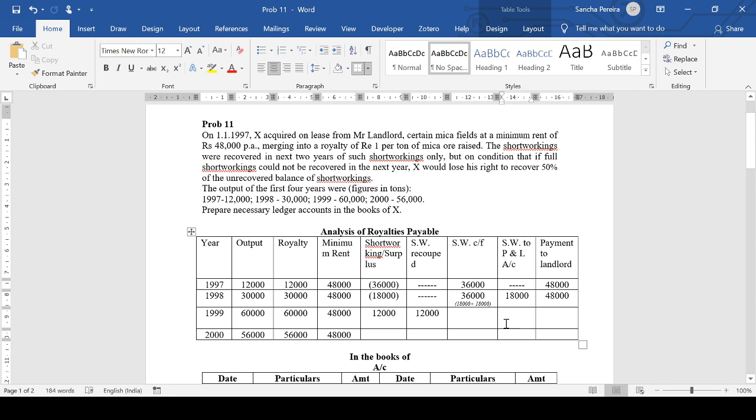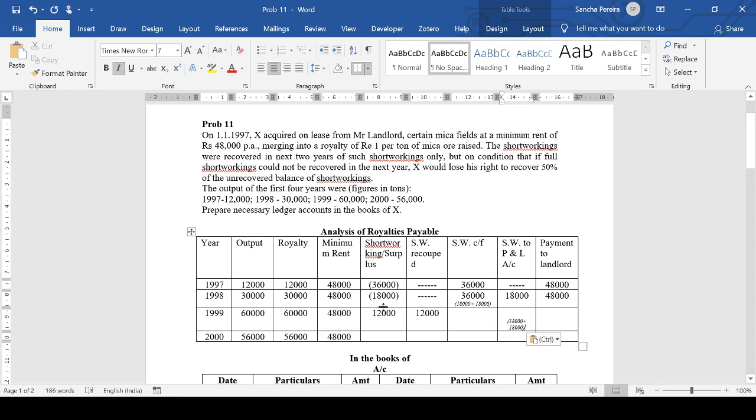From the first year, out of the 18 that was left, we have recovered only 12. So basically 6,000 is going to go to the P&L account. And looking at the second year, again reading this condition, second year.